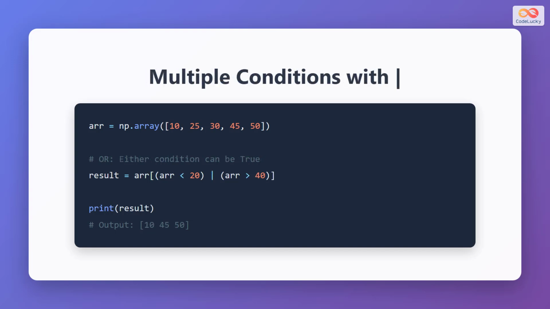For OR logic, use the pipe operator. This time we want elements that are either less than 20 or greater than 40. We write arr with the first condition in parentheses, then pipe, then the second condition in parentheses. The result is 10, 45, and 50. With OR logic, an element only needs to satisfy one of the conditions to be included in the result. Again, remember to use parentheses around each condition.